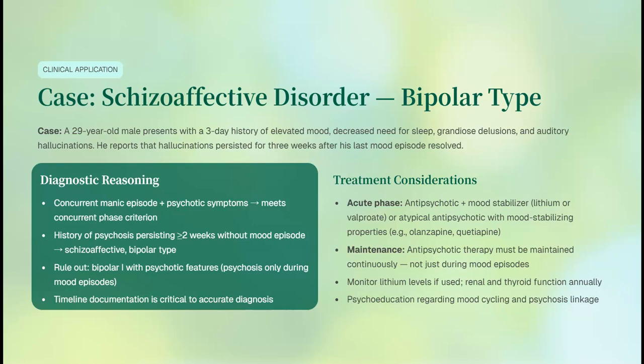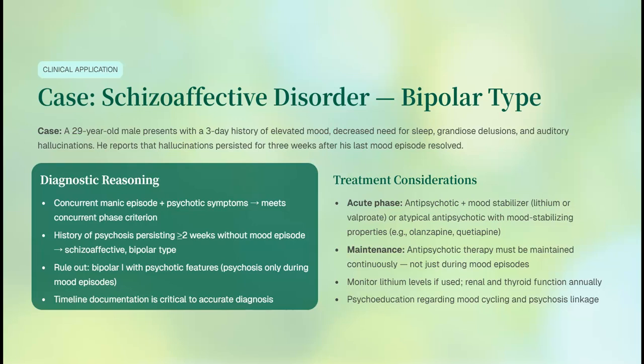Okay, let's do another case study. This one is on schizoaffective disorder, bipolar type. We have a 29-year-old male presenting with a 3-day history of elevated mood, decreased need for sleep, grandiose delusions, and auditory hallucinations. He reports that hallucinations persisted for 3 weeks after his last mood episode resolved.